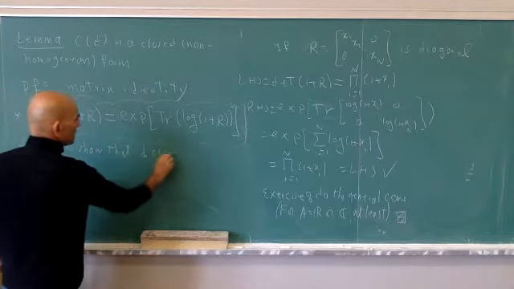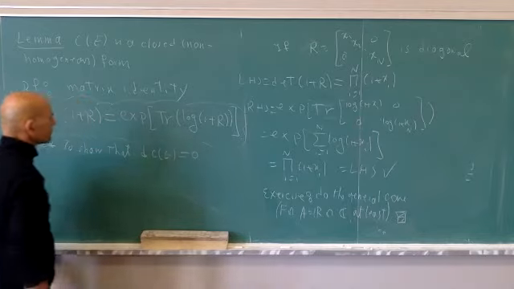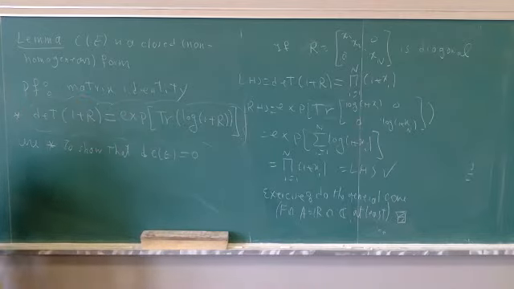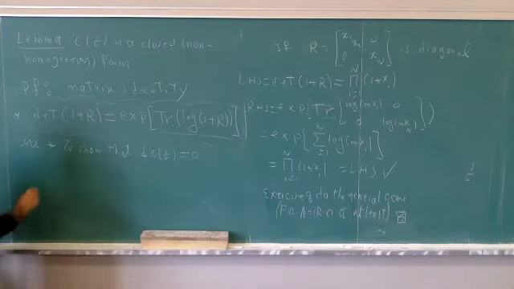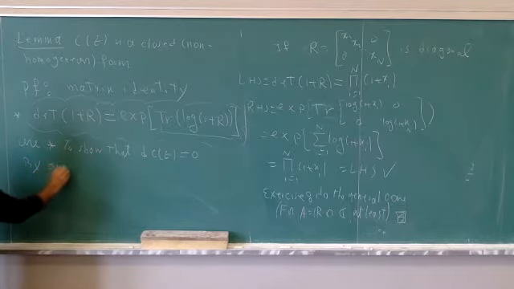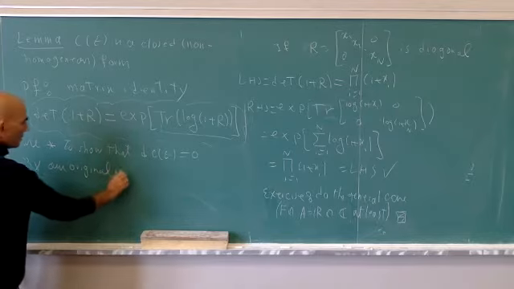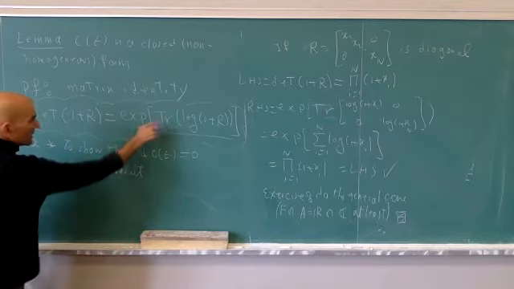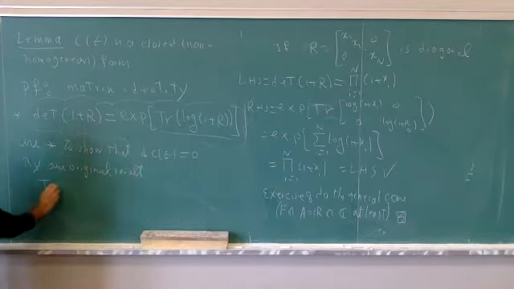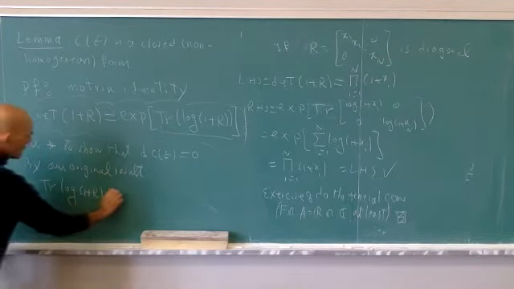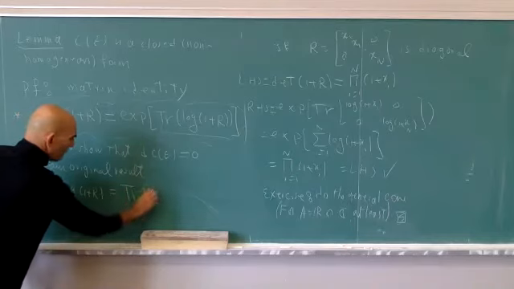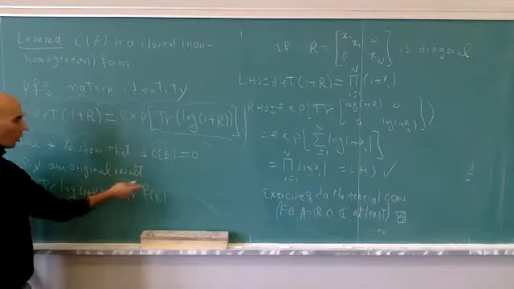D of C of E is equal to 0. So by what we know, this guy is a closed form, right? This trace of log of 1 plus R is of the form trace of f of R, right? This is closed.